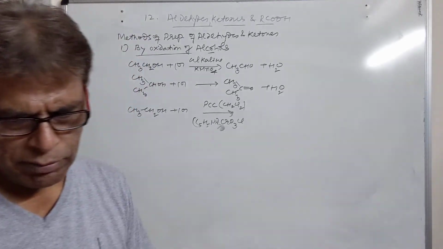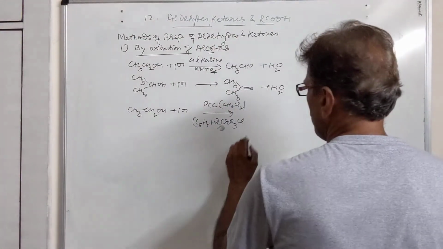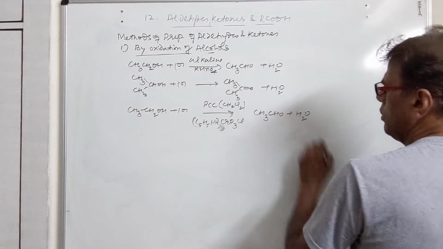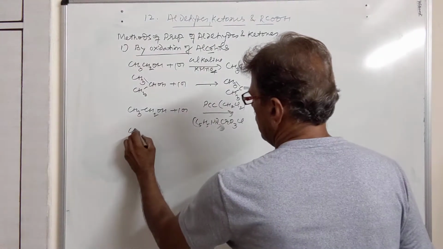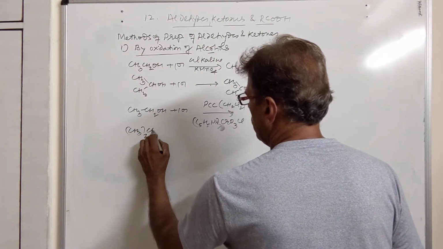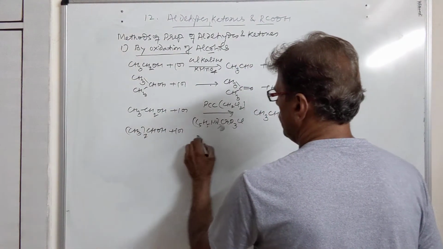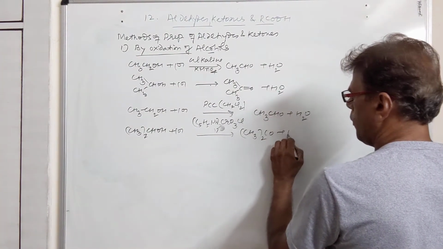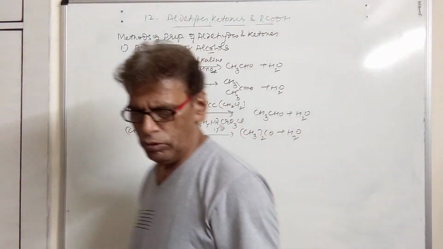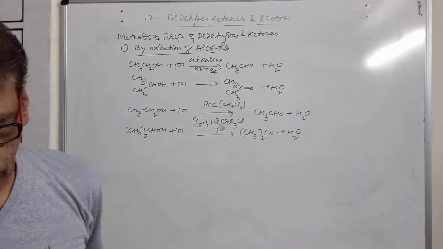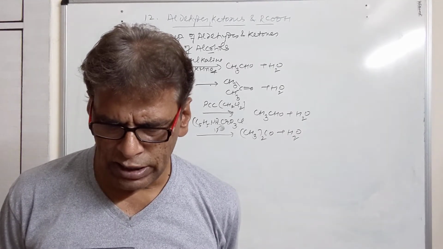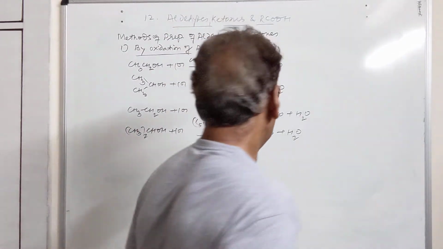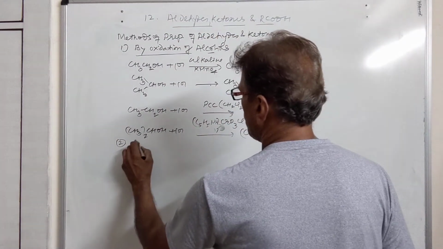This pyridinium chlorochromate supplies oxygen and will convert alcohol into aldehyde plus water. Similarly, we have isopropyl alcohol. It will change into a ketone. So this is our first method of converting alcohol into aldehydes and ketones. Then we have the second method, a name reaction called Oppenauer oxidation.